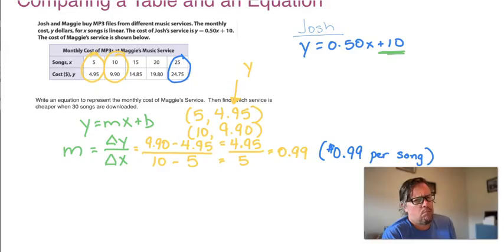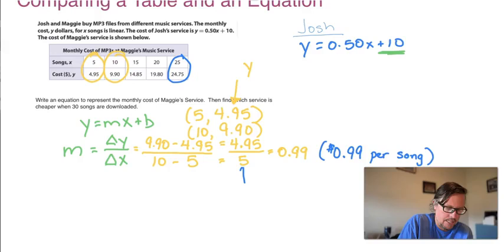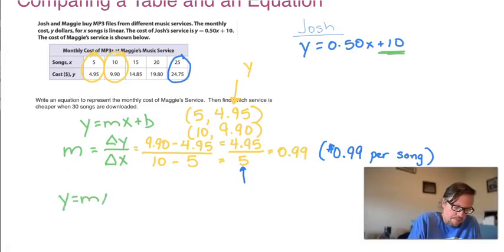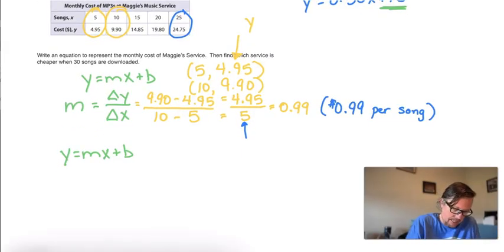So what are we paying as a subscription fee, if anything? Now, you maybe already know what the subscription fee is. Whenever we wrote this right here, that it was $4.95 for 5 songs, maybe right then you could tell already what the subscription fee was going to be. But if you couldn't, here's how we figure it out. We go y equals mx plus b. We know that the m is going to be 99 cents.